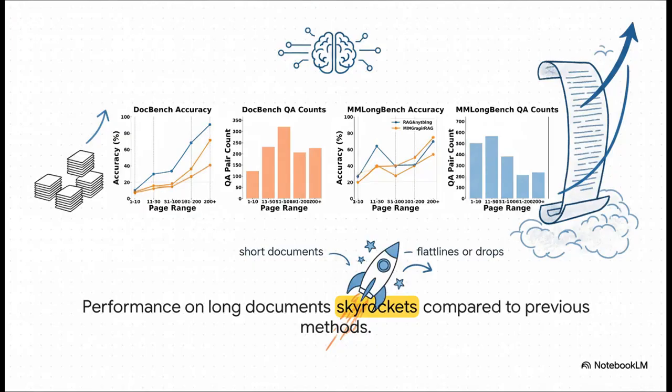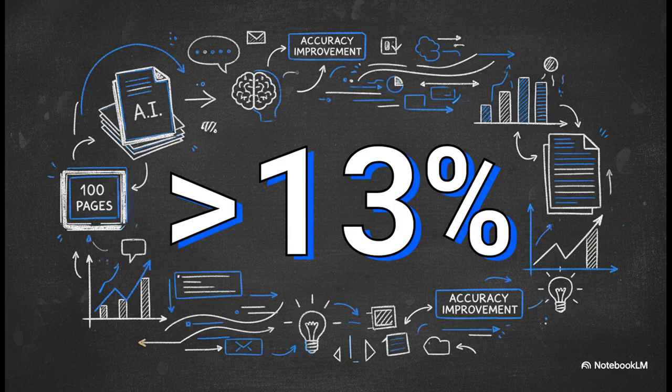Okay, now check out this chart. That blue line, that's this new framework. The orange line is the old way of doing things. See how on short documents, they're kind of close? But then look what happens as the documents get longer and longer. The old methods just plateau or even get worse. Meanwhile, the new framework's accuracy just keeps on climbing. It's not even a fair fight. And let's put a hard number on that. For documents that are over 100 pages long, we are talking about a more than 13 percentage point jump in accuracy. In the world of AI development, an improvement that big, it's absolutely massive.